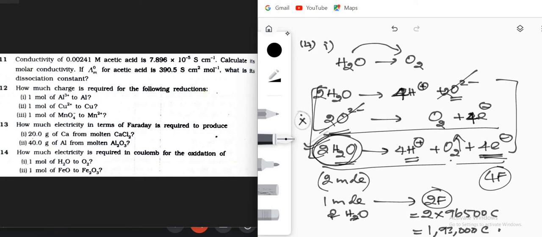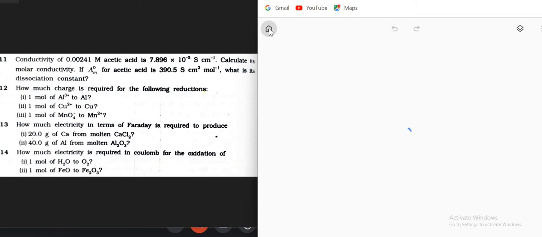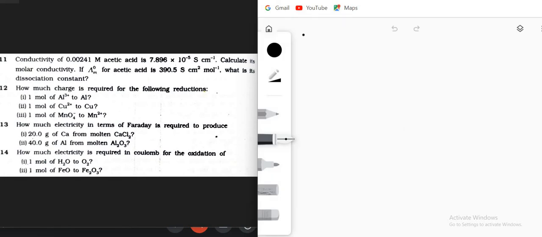Is this clear, students? Any doubt in this? So can we leave it in Faraday itself? But the question is given in Coulomb. Just go through the question carefully. How much electricity is required in Coulomb, they are asking. Yes, sir. So you have to convert. Right? Here just note down this.